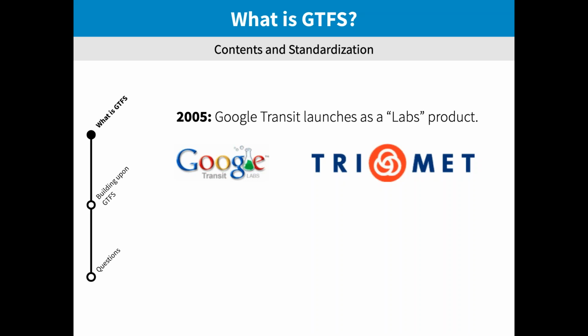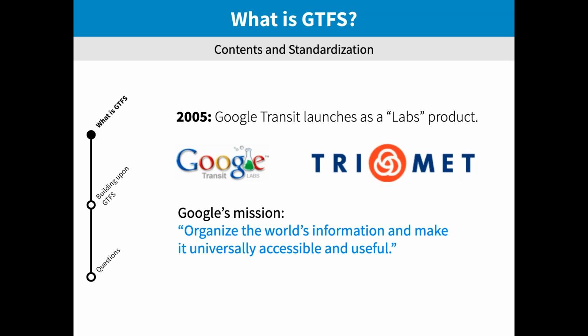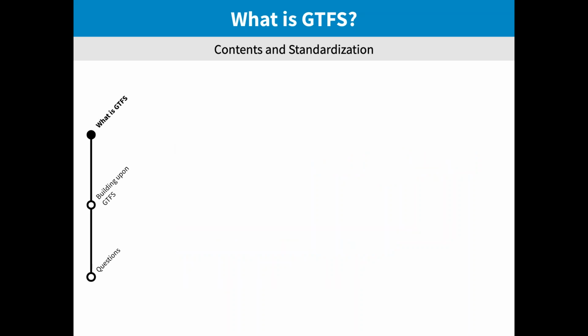It launched as a labs product with data from TriMet. And this is important. This fulfilled Google's mission to organize the world's information and make it universally accessible and useful. So where does GTFS fit into this? Google couldn't just add transit directions without some data about that network. And they made the choice of defining a data standard that could be used to describe that transit network.